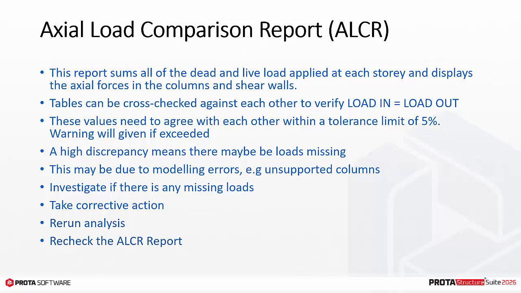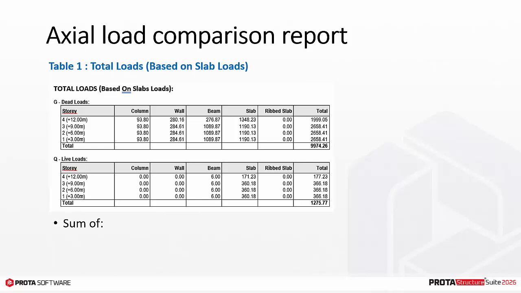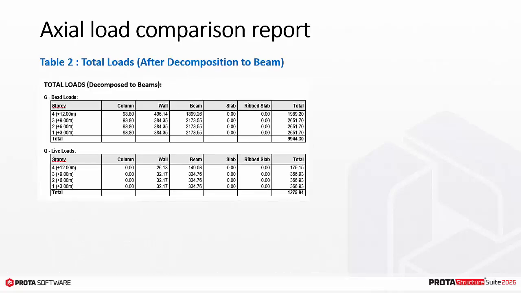Table 1 is the total loads based on slabs. It is the sum of applied loads on slabs, applied loads on beams and member self-weight. In short, it is the input loads based on what is modeled. You can take this as the correct dead and live load of the model, provided you have entered the loadings as intended. Table 2 is the total loads after slab load decomposition to beam.